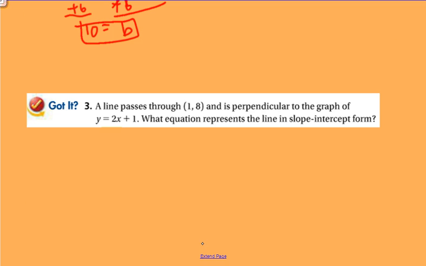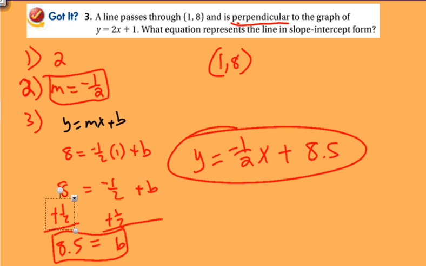And here's an example I'd like you to try on your own. A line passes through (1, 8) and is perpendicular to the graph y equals 2x plus 1. What equation represents the line in slope-intercept form? So it's got to be perpendicular, and we have the information there. So do that one on your own. It's really important that you do this one so you get the practice and you can see the feedback of what you did.